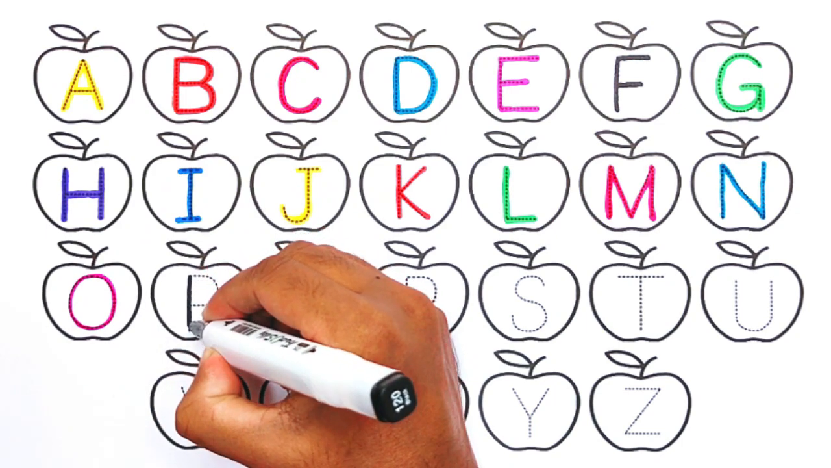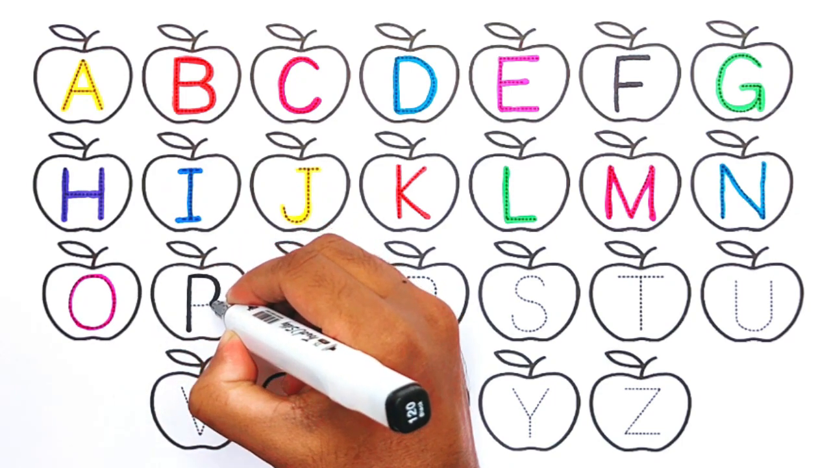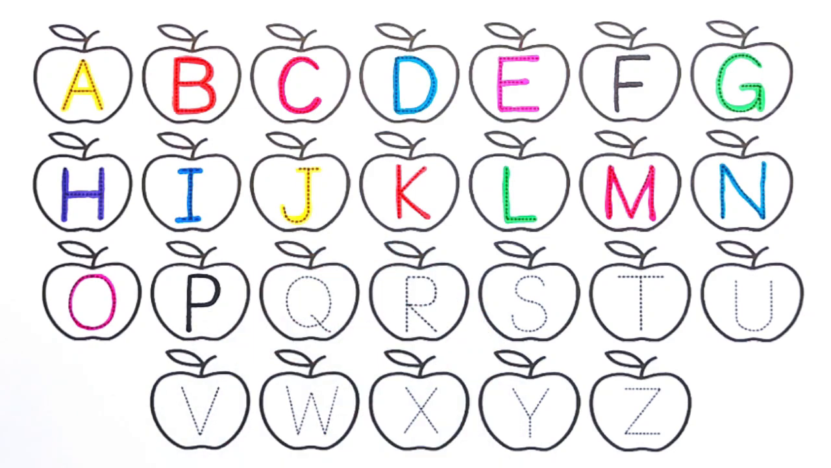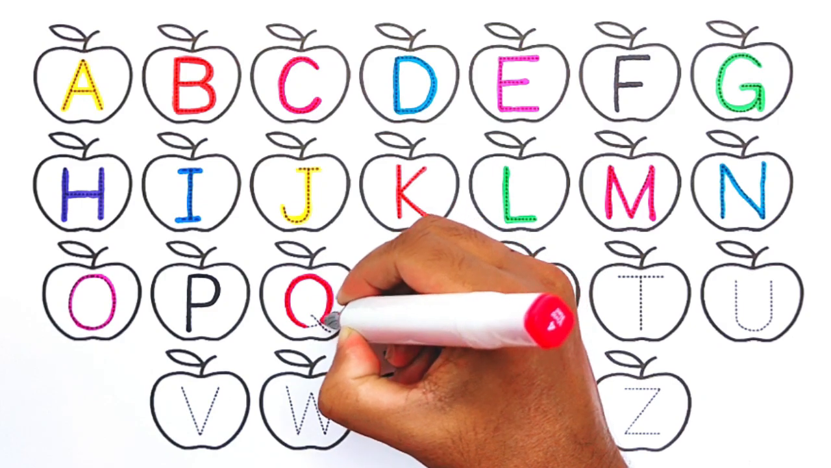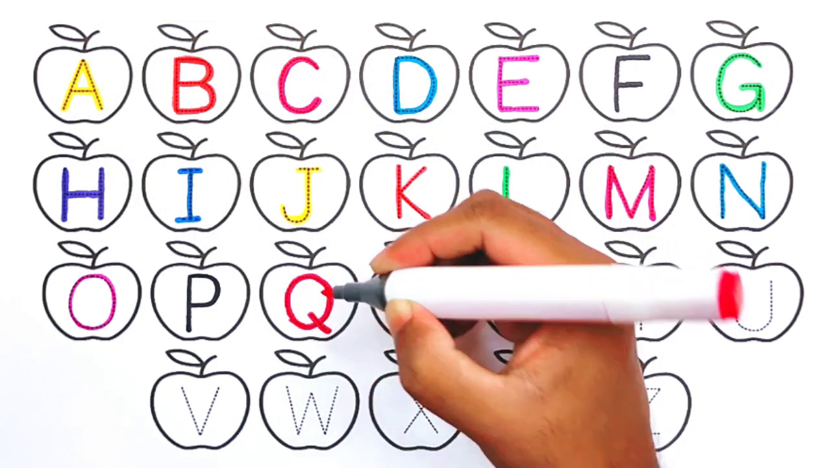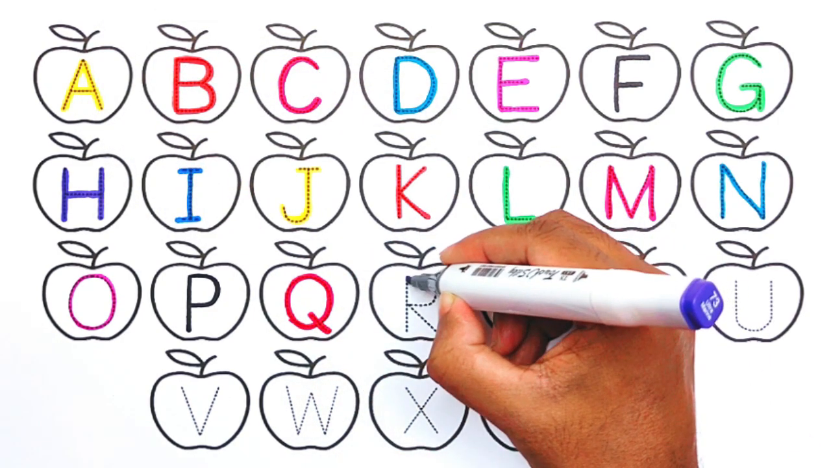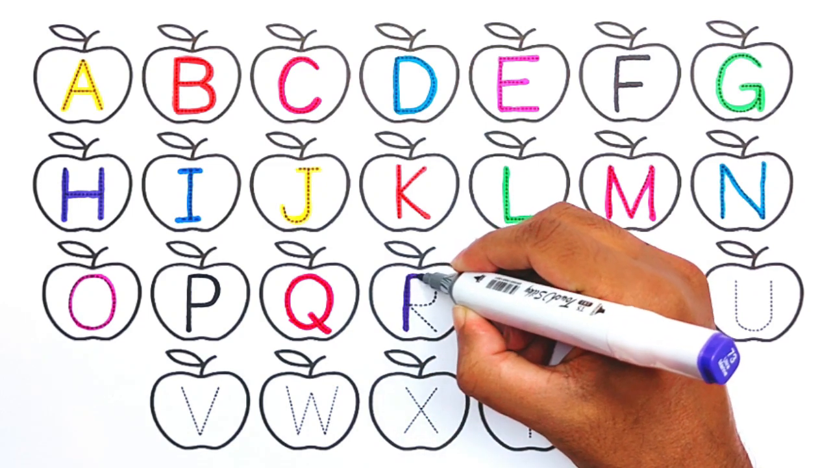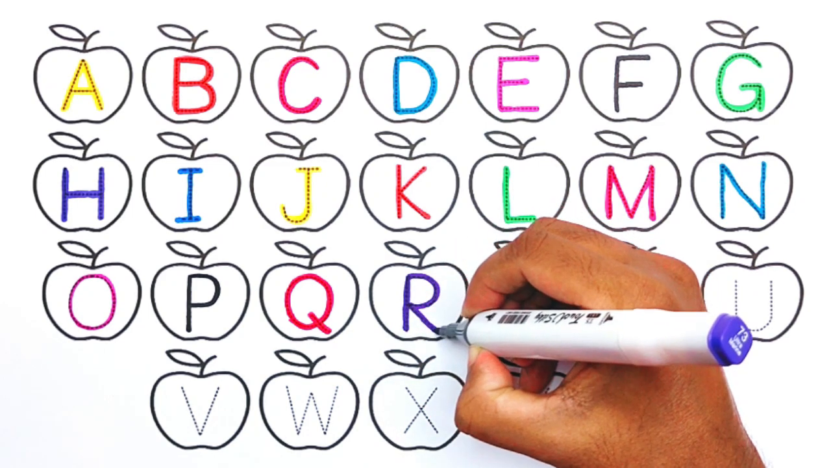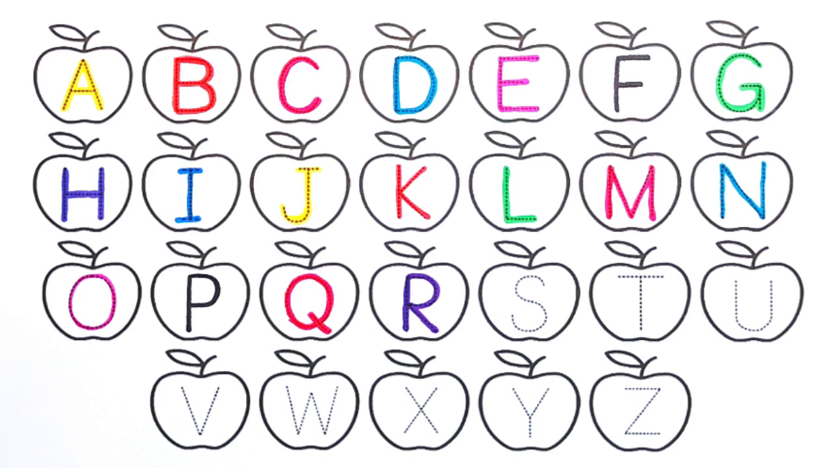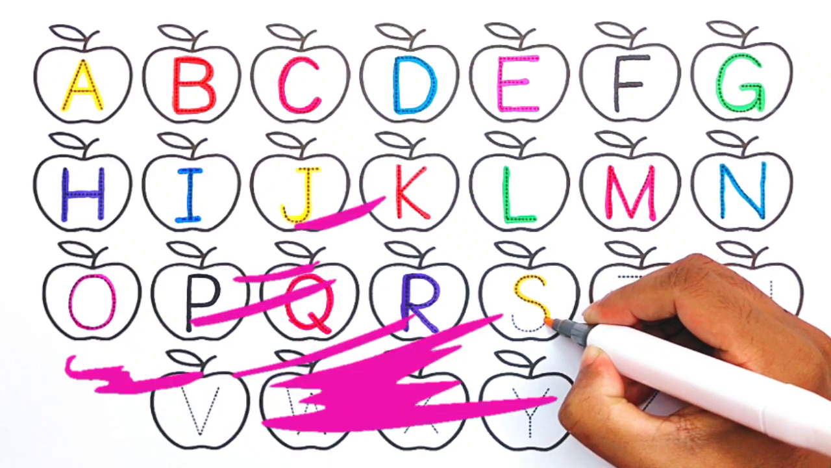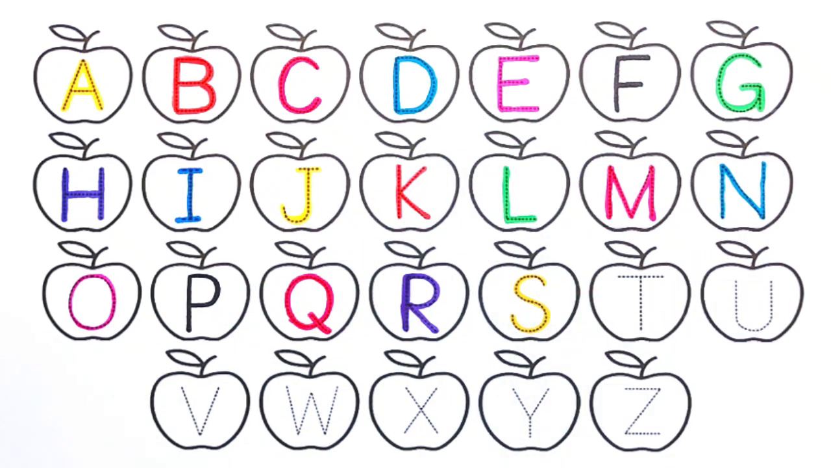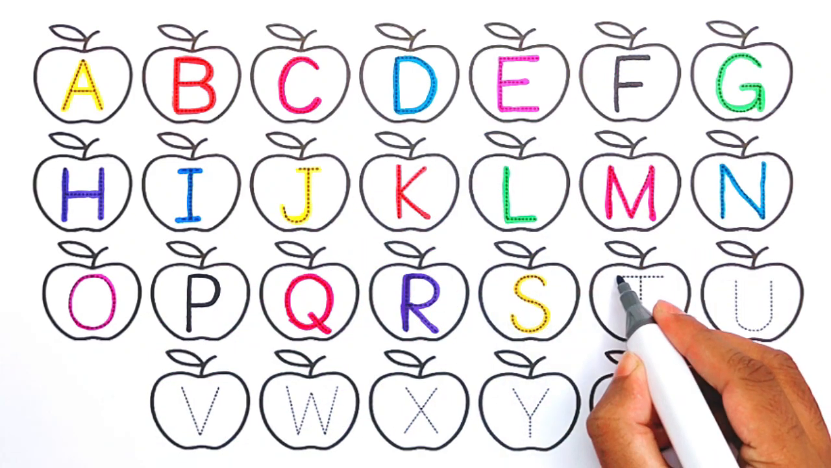P for parrot. Q for quill. R for rose. S for starfish.